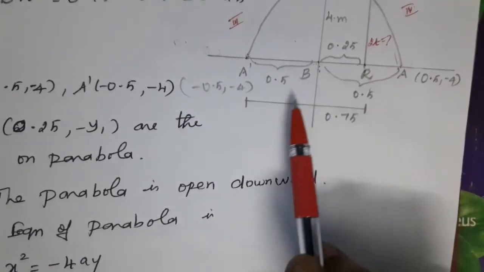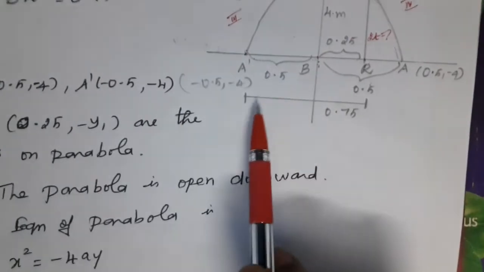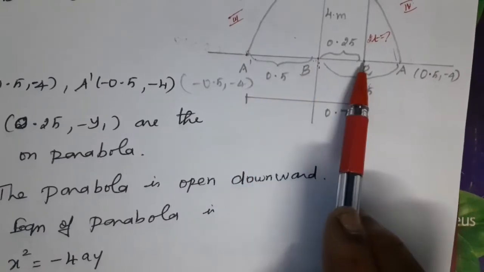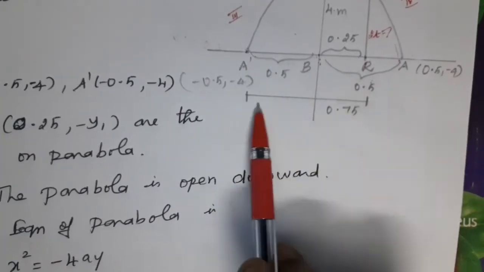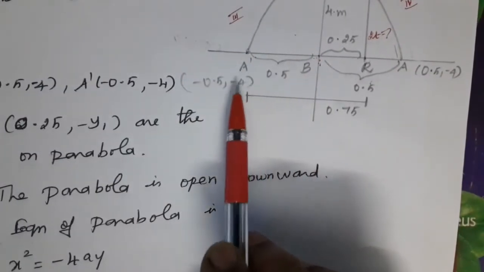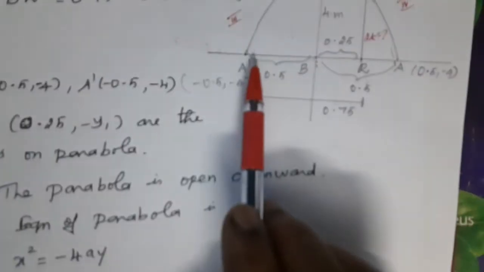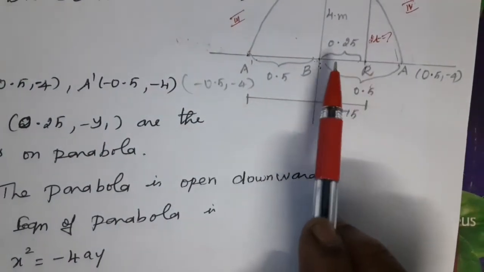BR is given. From the given measurements, easily find the BR value. BR is nothing but the total distance minus 0.5. We are going to find BR: the total distance A dash R is 0.75, and A dash B is 0.5. If I subtract A dash B from A dash R, we get the BR value.